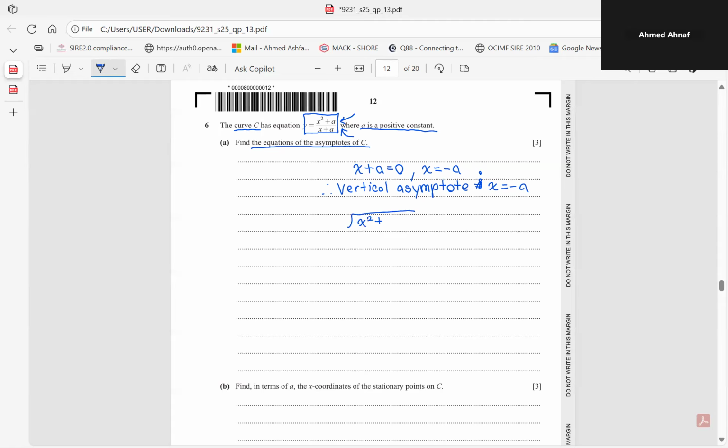So this would just be 1 plus a squared plus a over x plus a squared. Oh, there's a negative sign, so this should be 1 minus, okay? All right, and now I'm going to equate this to 0.